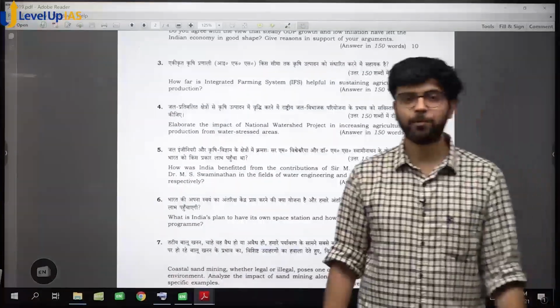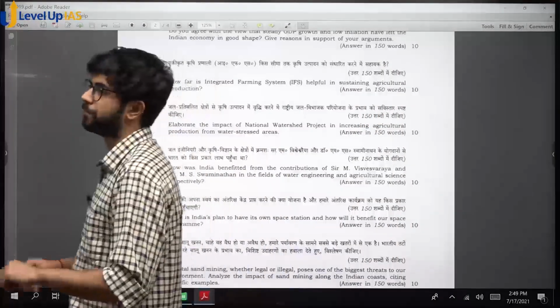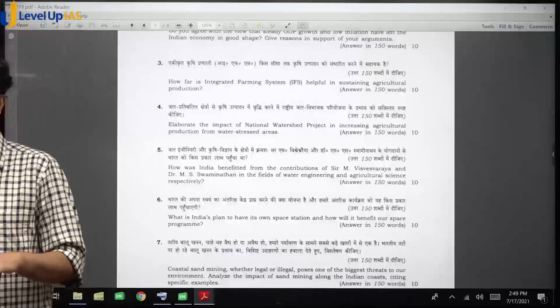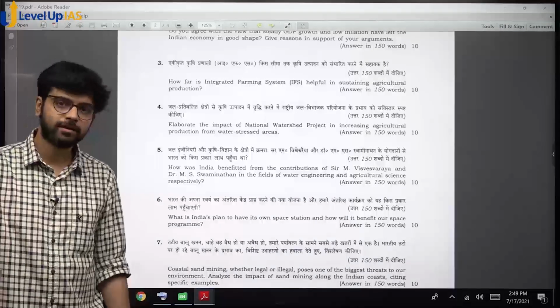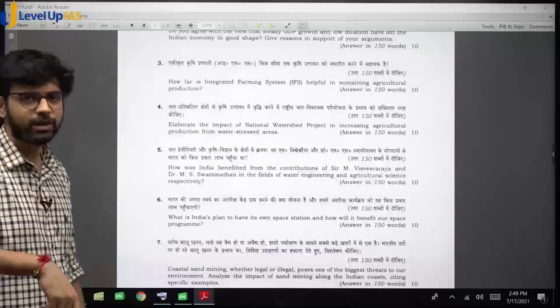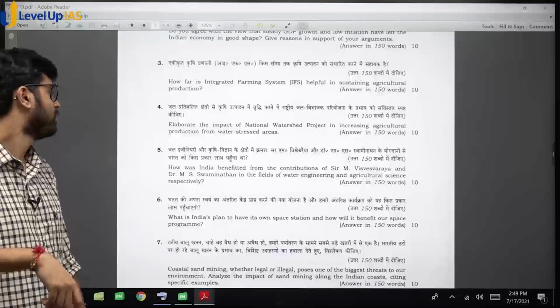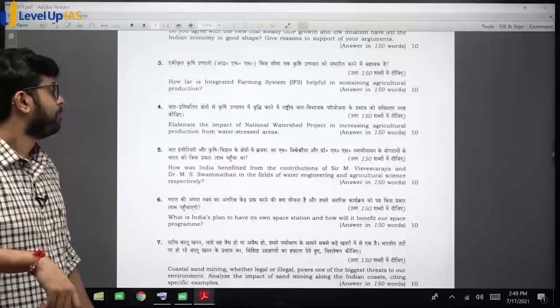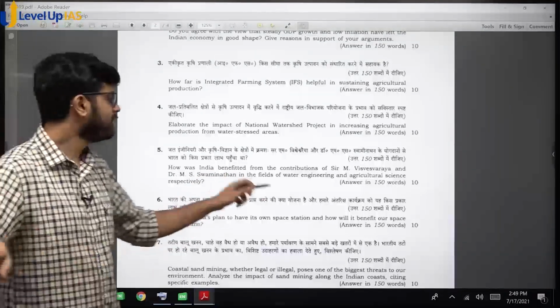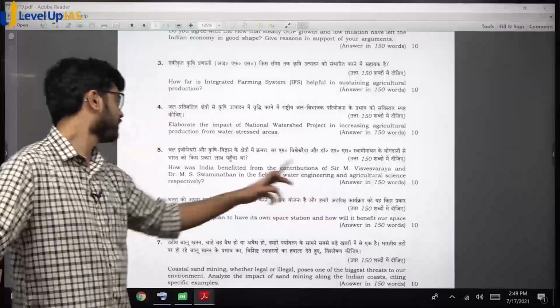He was a very prominent engineer, the main brain behind planning in India. And M.S. Swaminathan, I told you, is considered the father of modern agriculture in India. So they are asking about water engineering and agriculture science: M. Visvesvaraya, water engineering, and agriculture science, M.S. Swaminathan.